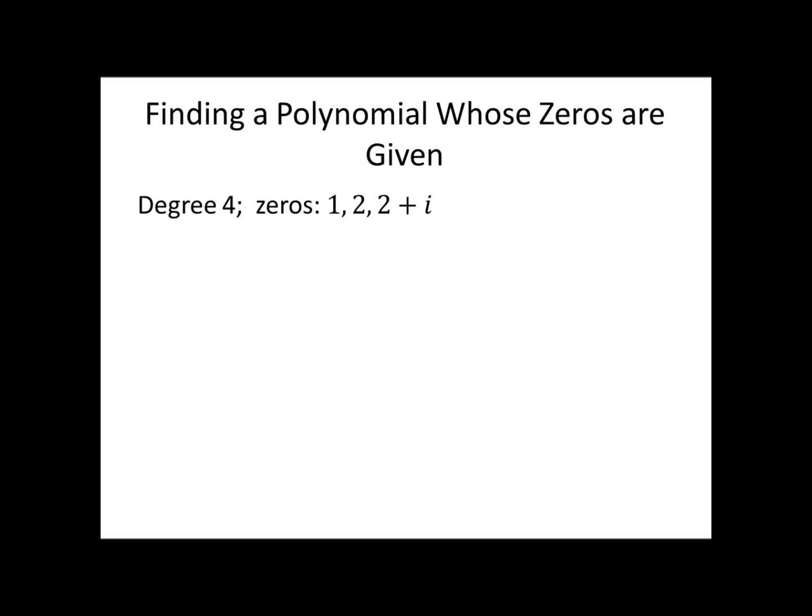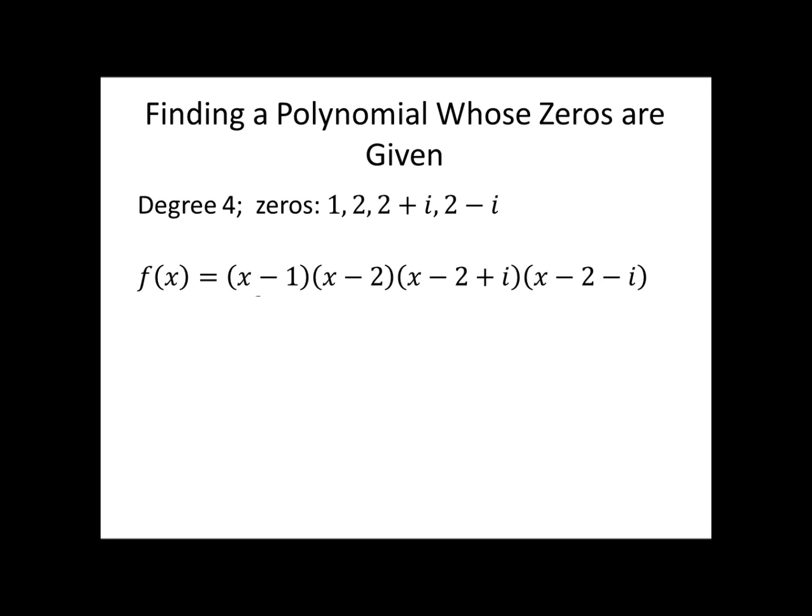Now, this is going to get a little bit ugly. I'm not going to lie to you. But I'm going to also show you how to do it easily. So we've got a degree 4. We know that 1 and 2 are zeros. We know that 2 plus i is a zero. And we know to add 2 minus i as a zero because complex zeros come in pairs.